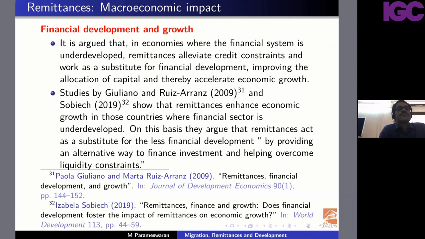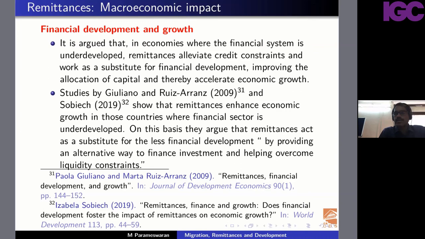Now this is the macroeconomic impact of remittances, and so far what we have discussed is stability, that is, remittances can impart stability on the economic system because they are counter-cyclical. When the economy is on the downward cycle, what happens is that the remittances will increase because the migrants give more money when the families are in distress.